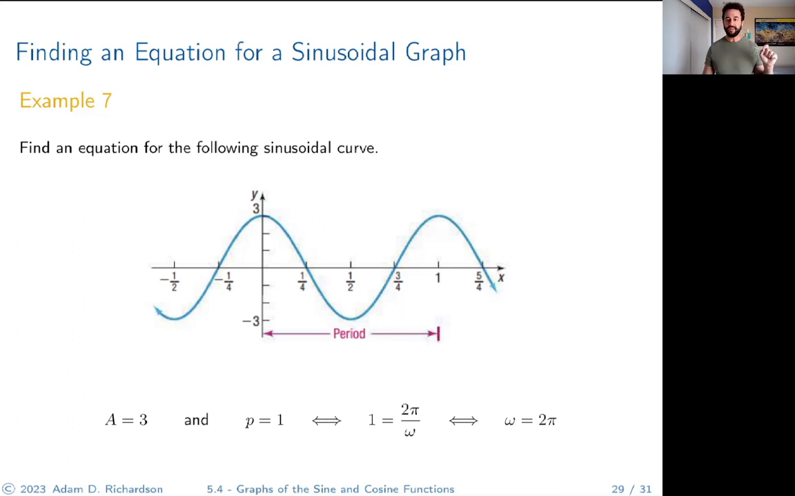Let me throw up the thinker. Think about what I just said. If you were given the graph of a sinusoidal curve, how would you find the equation or the function for that curve?